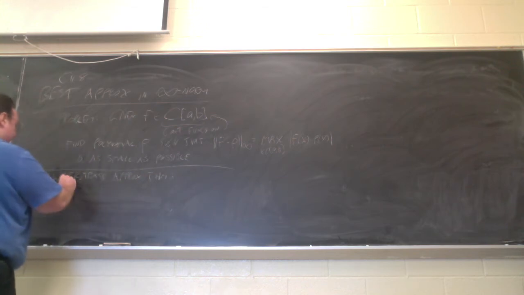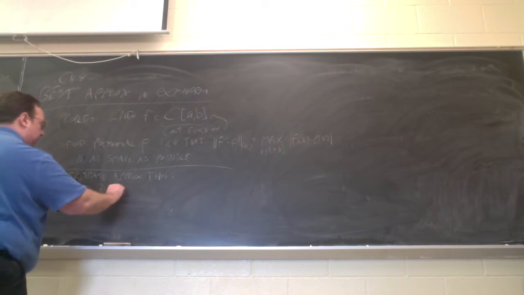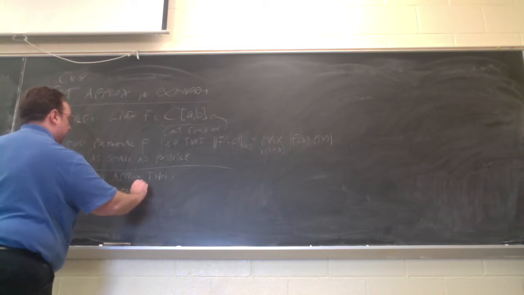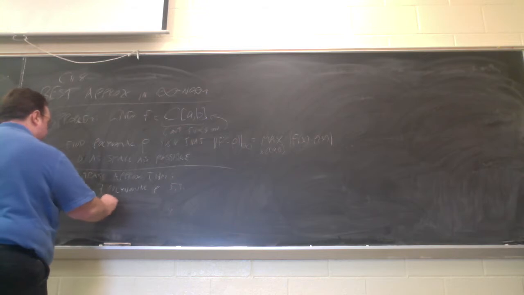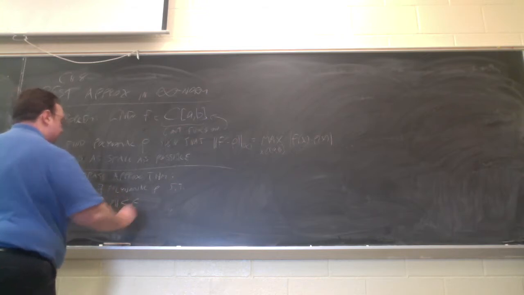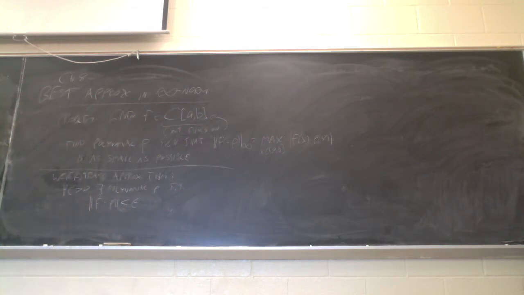It says that for any epsilon, there exists a polynomial P such that this error, the infinity norm, is less than epsilon. So you can pick epsilon to be as small as you want. You can always find a polynomial so that f is uniformly approximated on AB. So we're assuming a particular interval AB in this case.